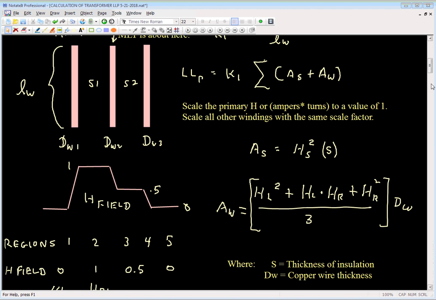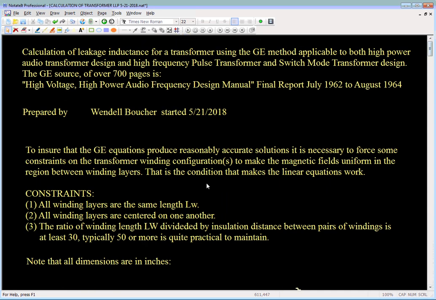Today we're going to be talking about leakage inductance and its calculation for switch mode transformers. You can see here that the calculation of leakage inductance for a transformer using the G method is applicable to both high power audio transformer design and high frequency pulse transformer design and switch mode transformer design.